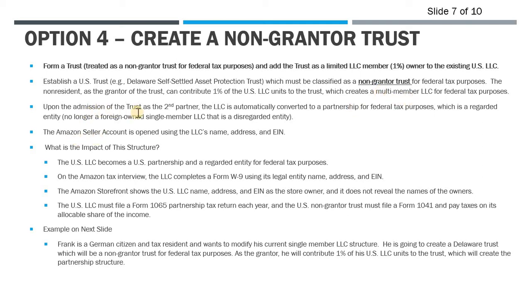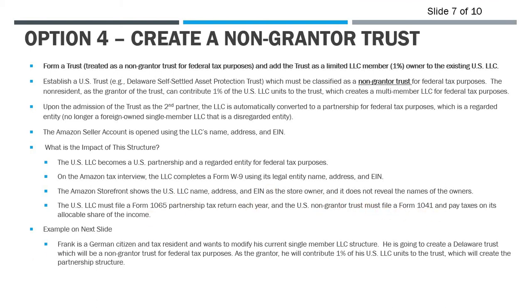Okay. Now, once the non-grantor trust is admitted, again, similar to before, the LLC automatically converts to a partnership, which is going to be a regarded entity. So same thing. It's no longer a foreign-owned single-member LLC that's disregarded. So for the seller account, you can go ahead and do the same thing. The LLC's name, address, and EIN is used to open the account and to complete the tax interview. Okay. Now, the U.S. LLC must still file a 1065 partnership return each year, right, because it's a domestic partnership. And the U.S. non-grantor trust needs to file a 1041.